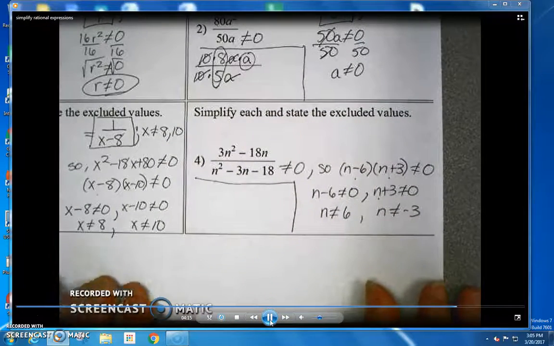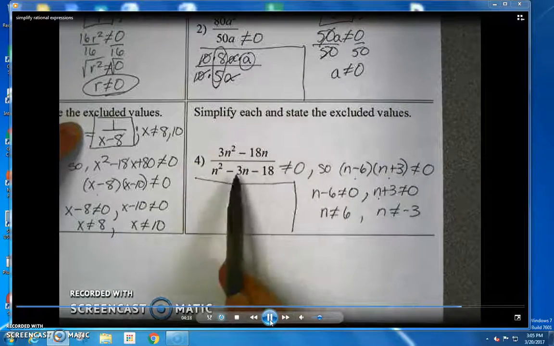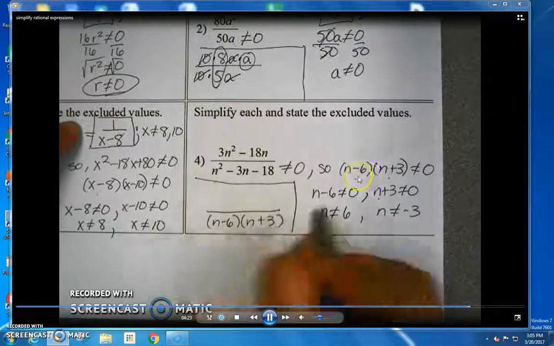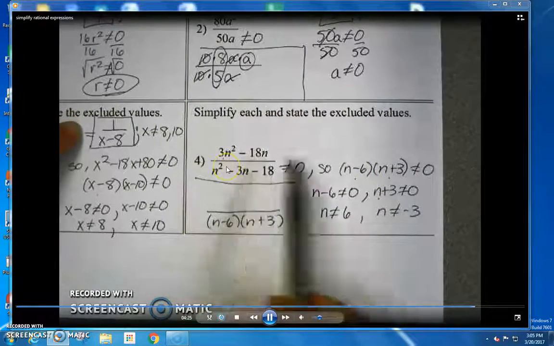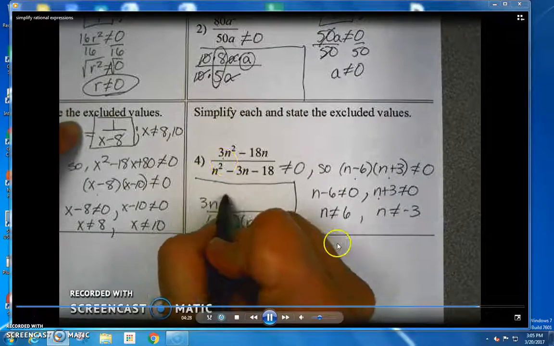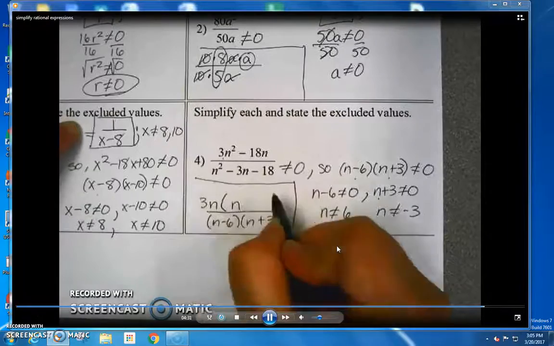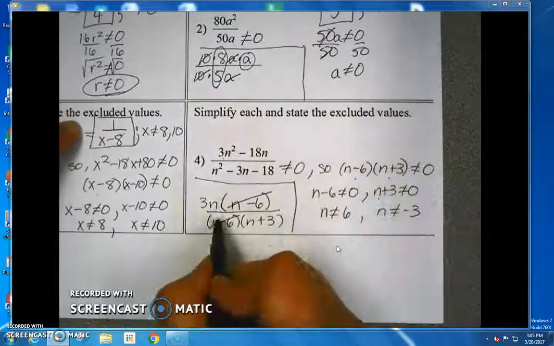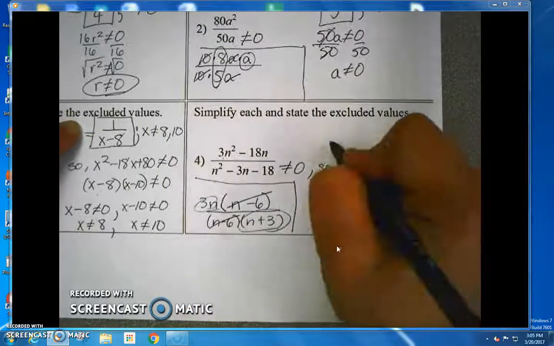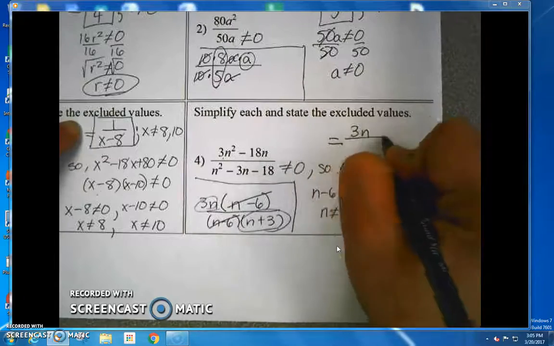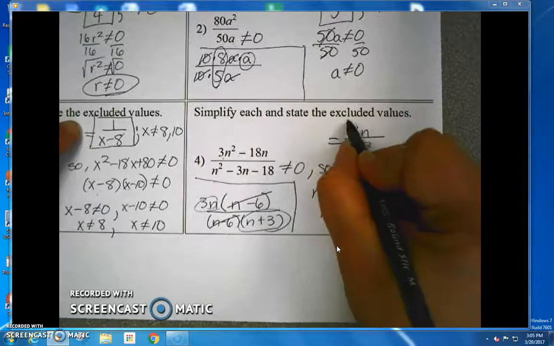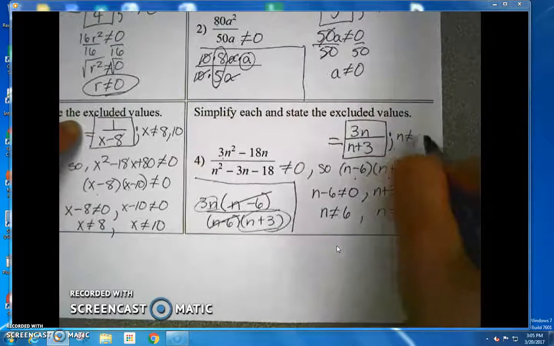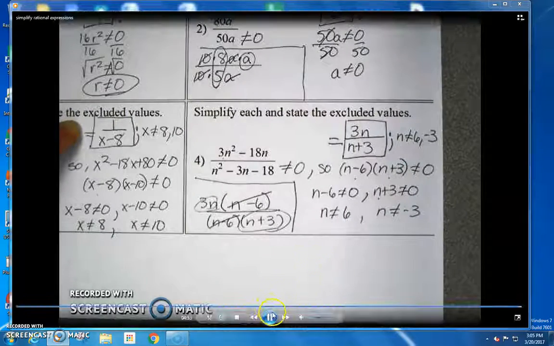So I'm going to take a look at that numerator. First of all, I'm writing down, of course, my factored denominator, but I'm going to look at the numerator and say, all right, how do I factor it? It's got a GCF of 3n, and when I divide out 3n, I get n minus 6. I can see clearly that I have two factors that are in common there, cancel them out. That leaves me with 3n in the numerator and n plus 3 in the denominator. So that is my simplified rational expression. The excluded values are n cannot equal 6 and n cannot equal negative 3.